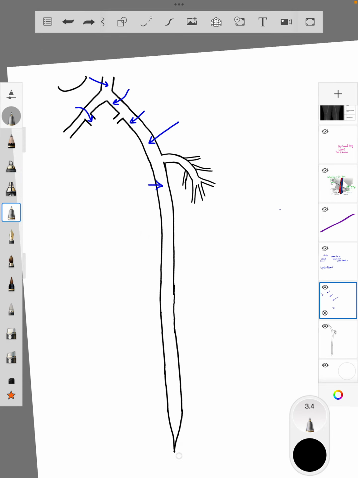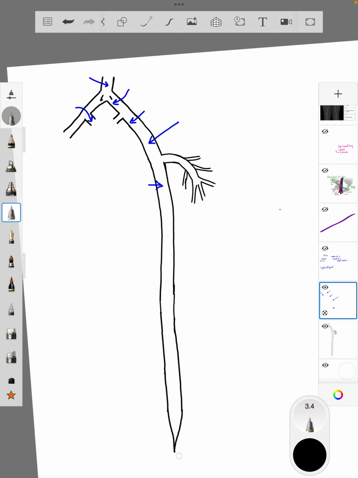Okay, guys, I'm gonna show you how to know the lower limb blood vessels or arteries in a way that you're never gonna forget it. And I know that you're not gonna forget it because I was taught by the best vascular surgeon ever. Okay, so let's start with the basics.